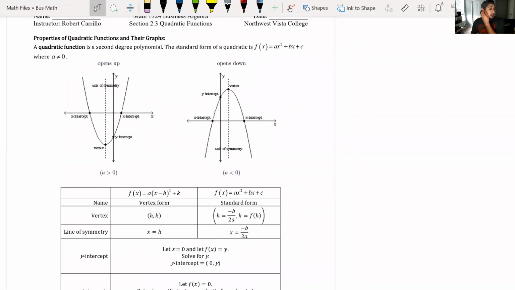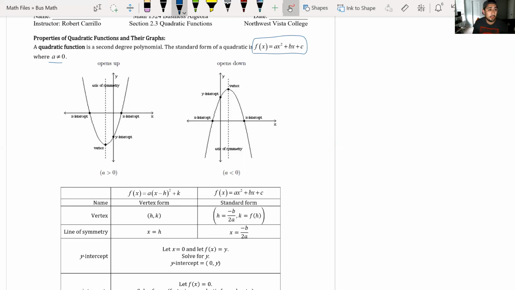Okay, so a quadratic function is a second-degree polynomial, means the highest degree is 2, or the largest exponent is 2. The standard form of a quadratic is f of x equals ax squared plus bx plus c. That is the standard form of a quadratic function, and that is the form we will be working with today. And for it to be a quadratic function, the leading coefficient a can never be 0. So you see that.